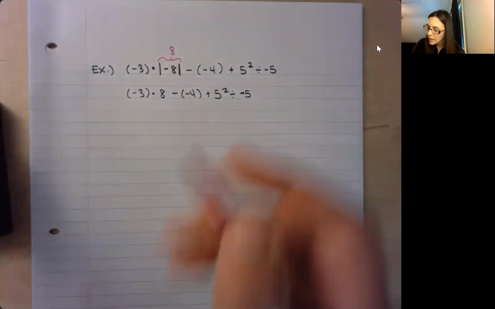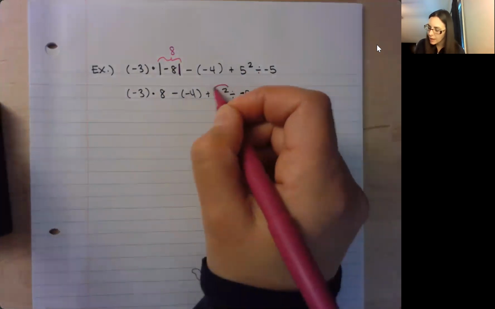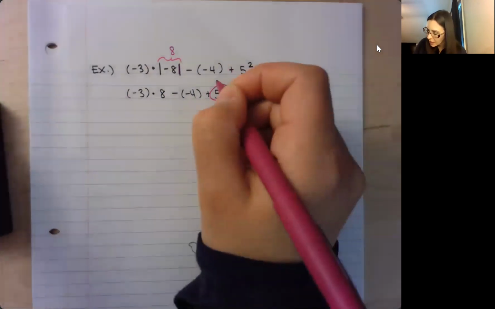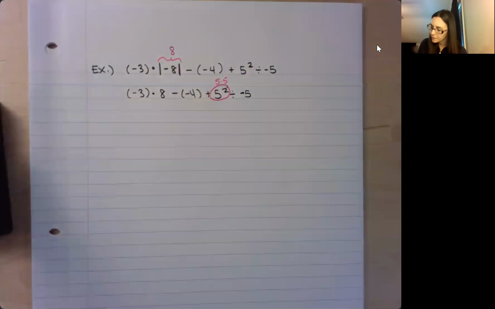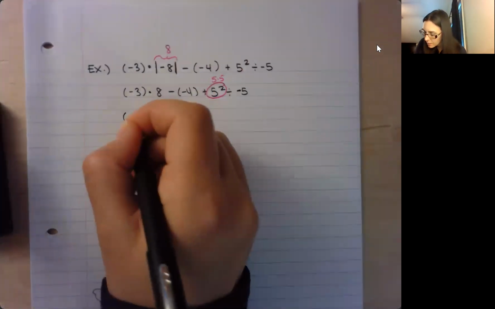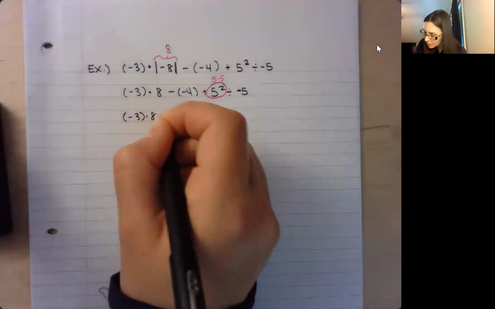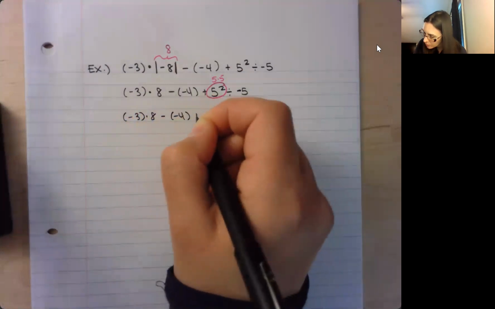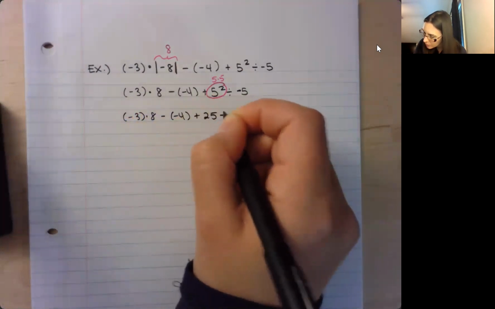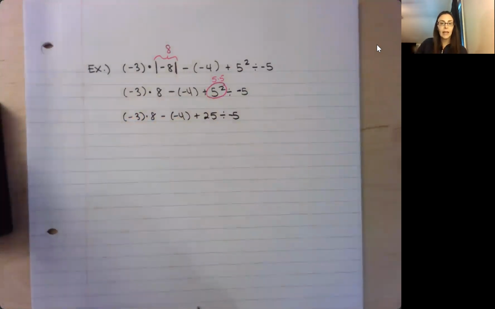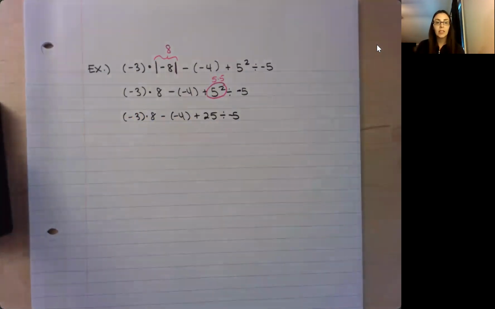So my parentheses on the inside are all done. I'm going to do my exponent next. So this is 5 times 5, which is 25. And my exponents are done now. And I'm going to move on to multiplying and dividing. I'm going to do this from left to right.